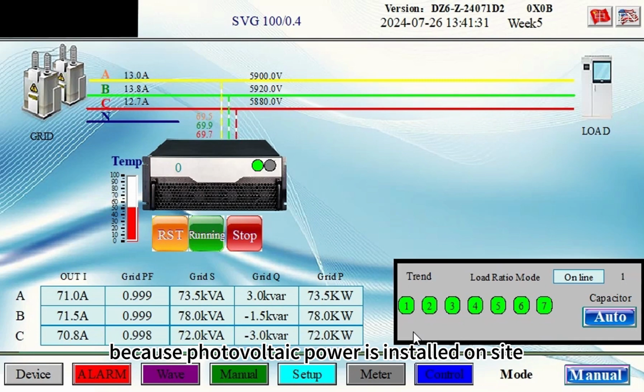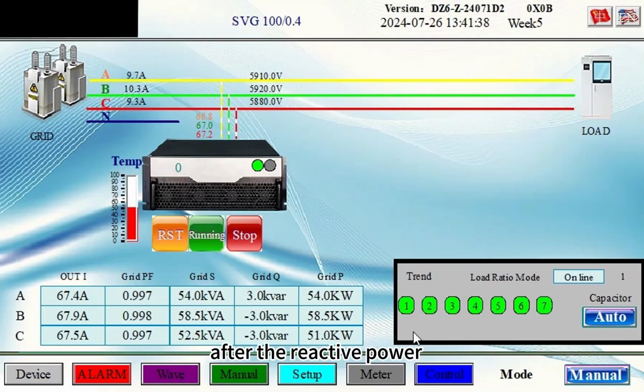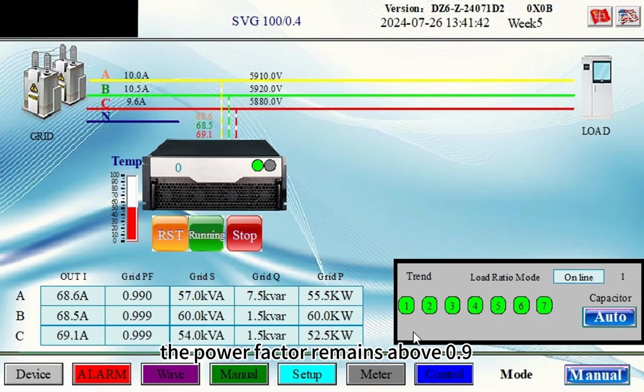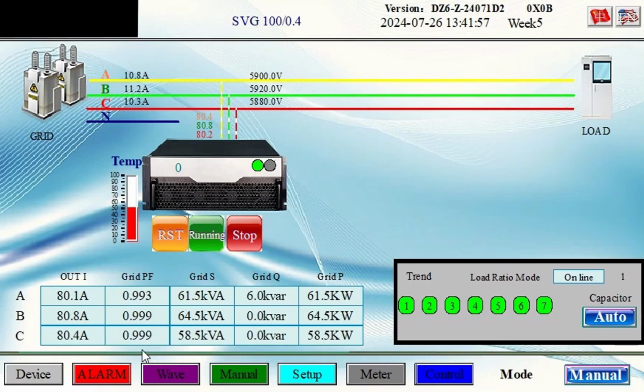Because the photovoltaic power is installed on set, the active power of the grid is very small. After the reactive power is compensated by our capacitors and SVG, the power factor remains above 0.9, and although the load fluctuated, the power factor can be maintained well.